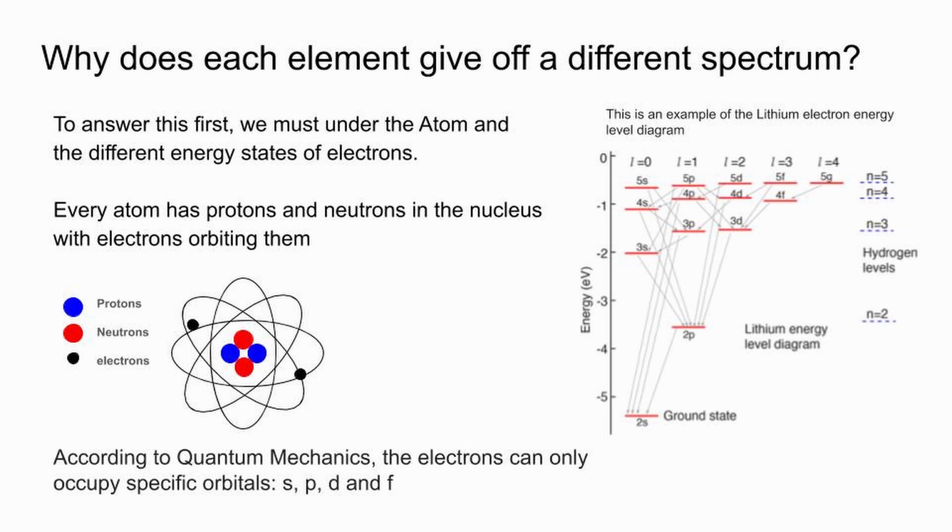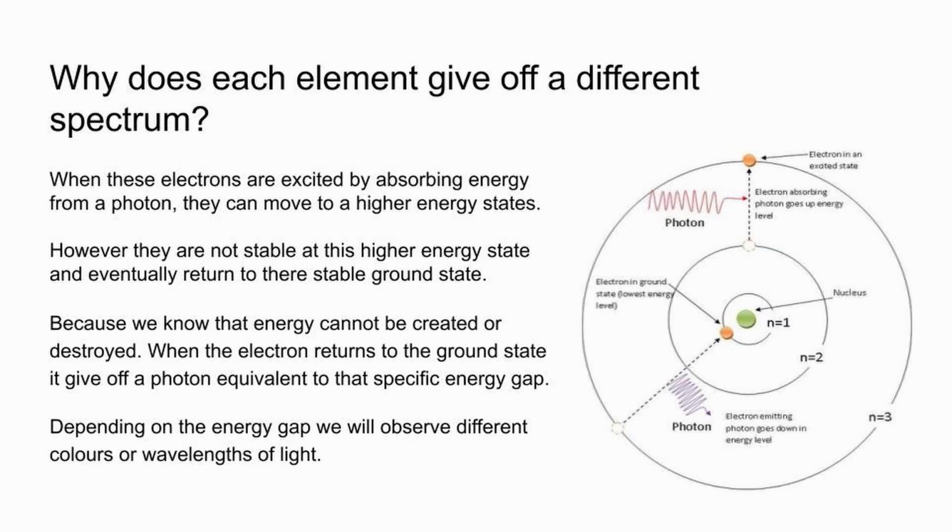To answer this, first we must understand the atom and the different energy states of electrons. Every atom has protons and neutrons in the nucleus, with electrons orbiting them. According to quantum mechanics, the electrons can only occupy specific orbitals. When these electrons are excited by absorbing energy from a photon, they can move to a higher energy state. However, they are not stable at this higher energy state and eventually return to their stable ground state.